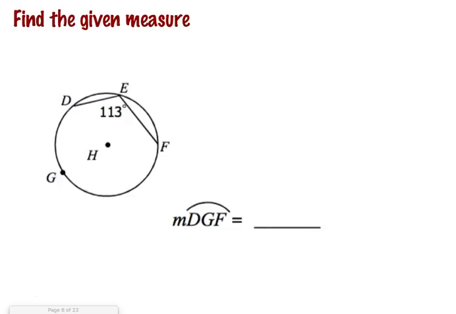Okay, let's see if we can go the other way. This time we're looking for the measure of arc DGF. So let's find it. DGF is this big old arc here. And we can see that its intercepted angle is 113 degrees. So this time we're going to take 113 times 2 and get 226 degrees.